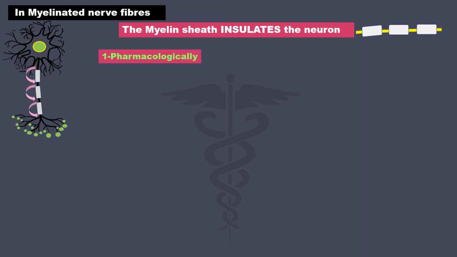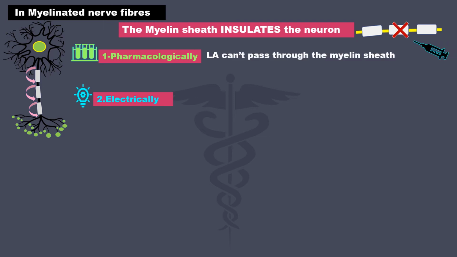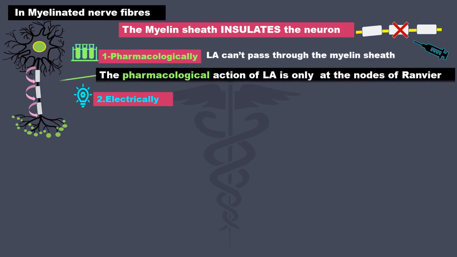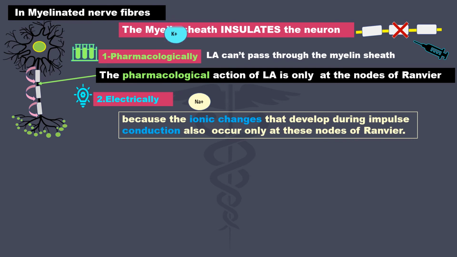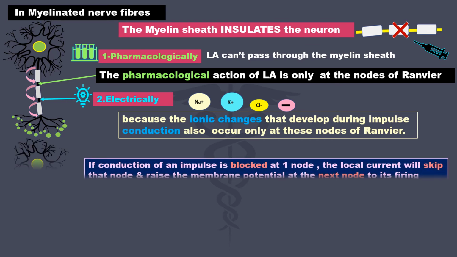In myelinated nerve fibers, the myelin sheath insulates the neuron pharmacologically and electrically. Pharmacologically, LA can't pass through the myelin sheath. The pharmacological action of LA is only at the nodes of Ranvier. Electrically, because the ionic changes that develop during impulse conduction also occur only at these nodes of Ranvier.